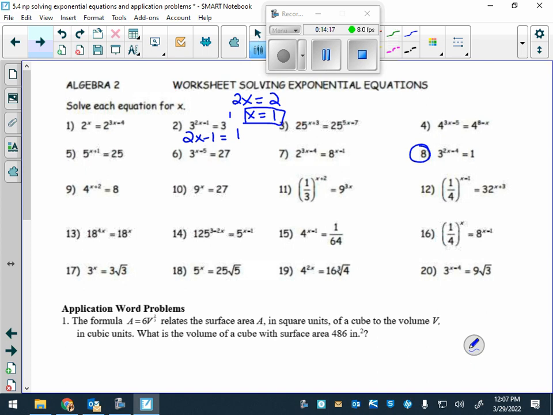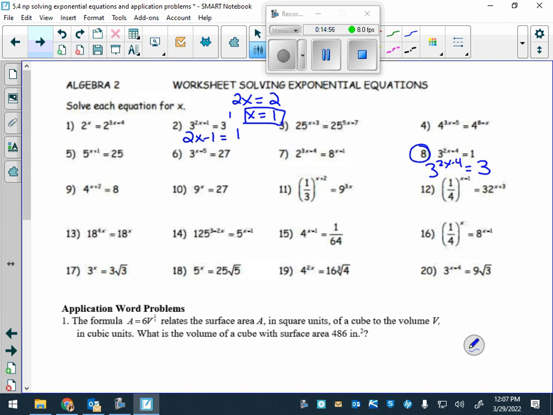How about number 8? How would I rewrite that? What would I do? You have 3 to the 2x minus 4 equals 1. You want the same base. Excellent. So you need the same base. Alright? You need the same base. So you have 3 to the 2x minus 4.